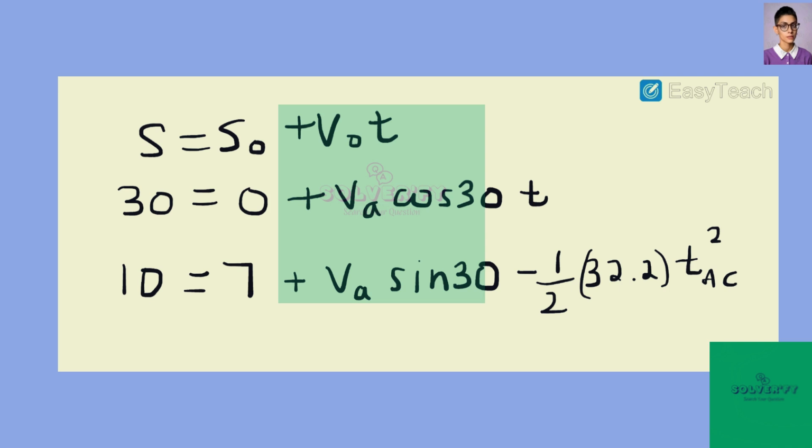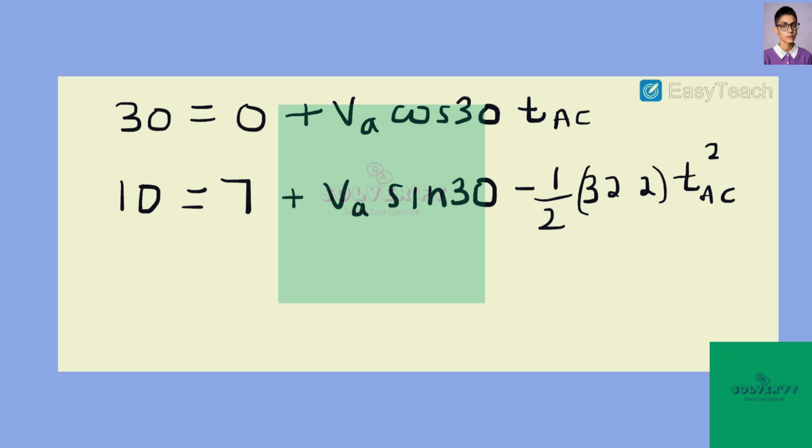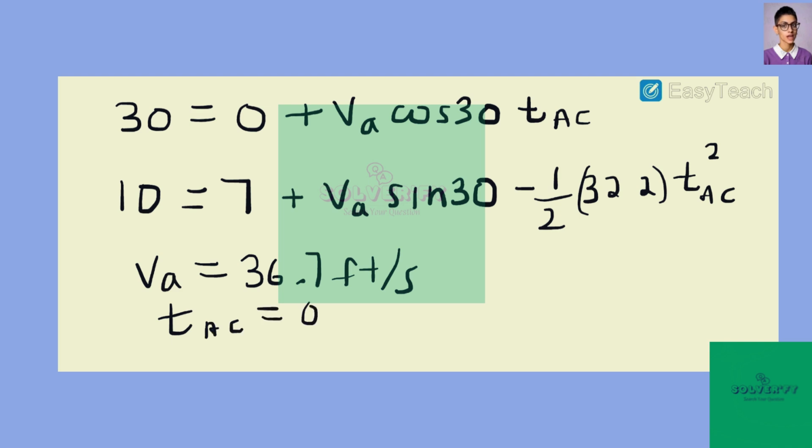What we can do is solve for VA. This is actually also AC. We have two equations, two unknowns, and we can see that VA, the velocity at which the ball is shot, is 36.7 feet per second, and the time it takes to go from the shooter to the basket, TAC, is equal to 0.943 seconds.